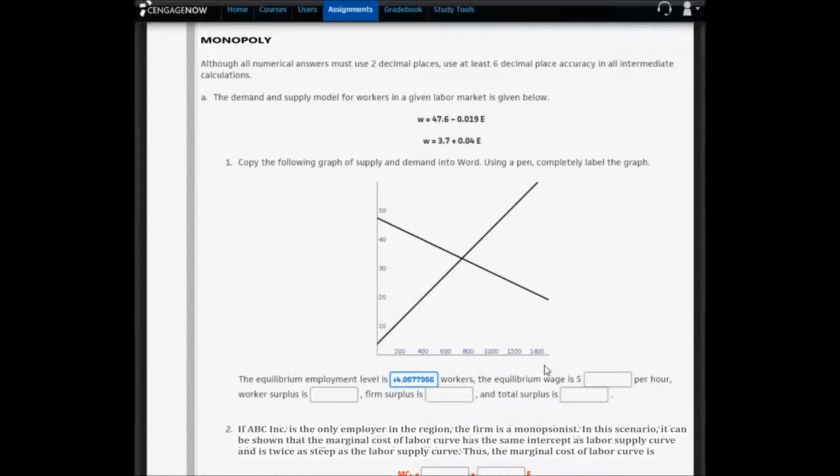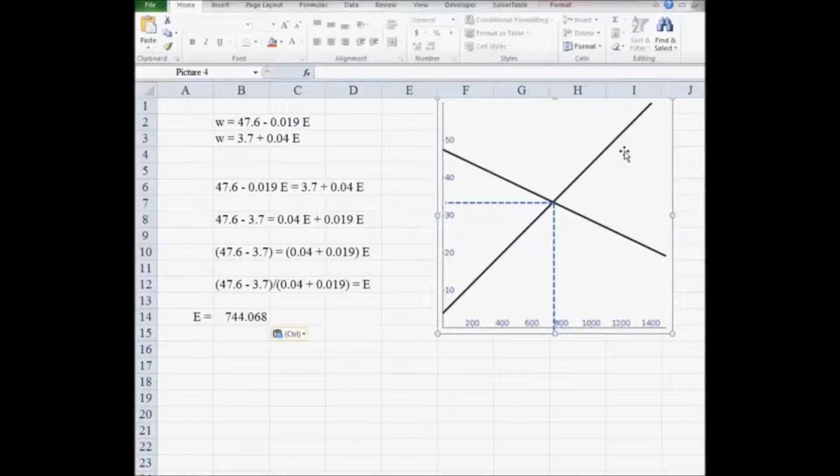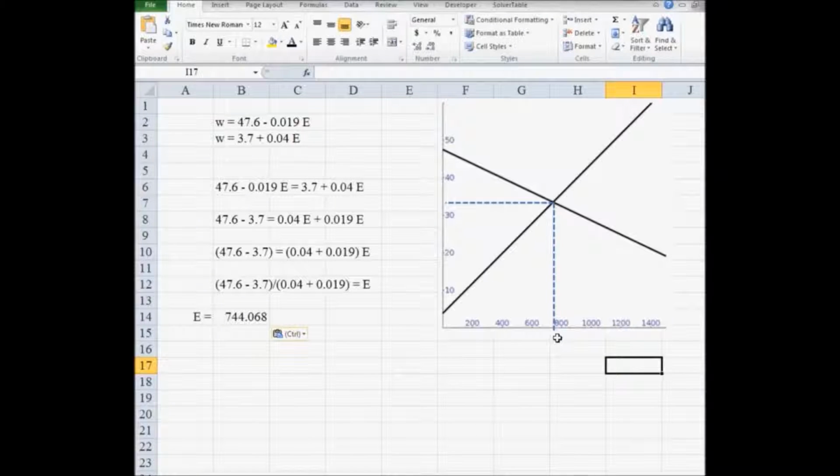I only need 2 decimal places, so since that third decimal place is a 7, the second one is a 7 when I round to 2 decimal places. This is the diagram I copied in from Cengage. And you can see when employment is 744.068, demand and supply of labor intersect. And the wage rate is somewhere between 32 and 34.